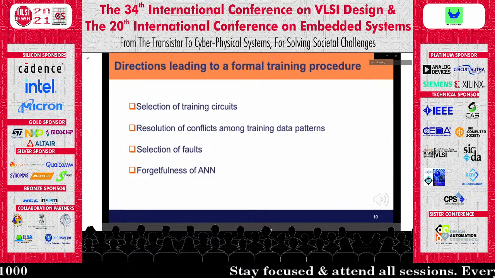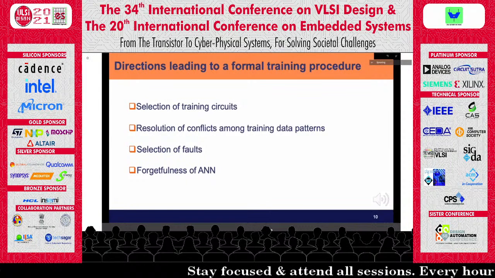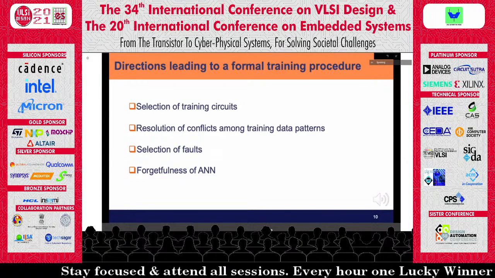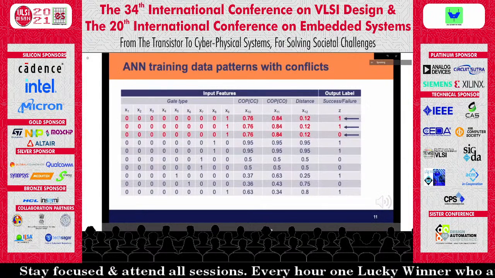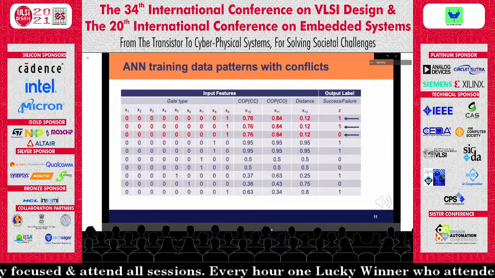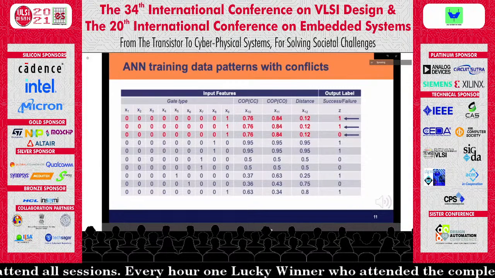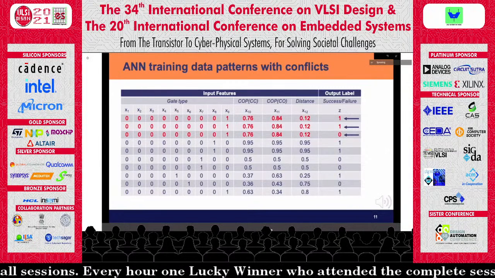And finally, the ANN may enter a zone called catastrophic forgetting, when it forgets information contained in a large training data volume. Such consideration in training improvement is worth exploring in the future. To remedy conflicting training data patterns, we collect patterns with identical features into groups and then replace each group by a single representative pattern with common features.